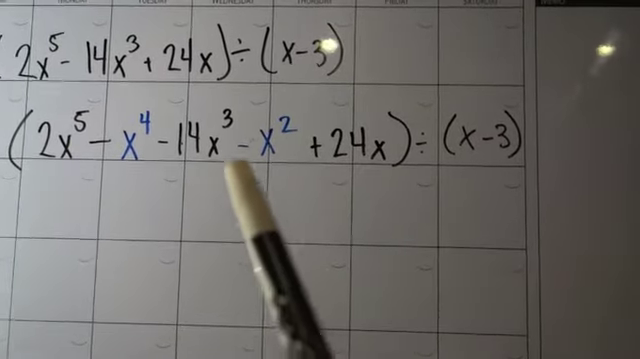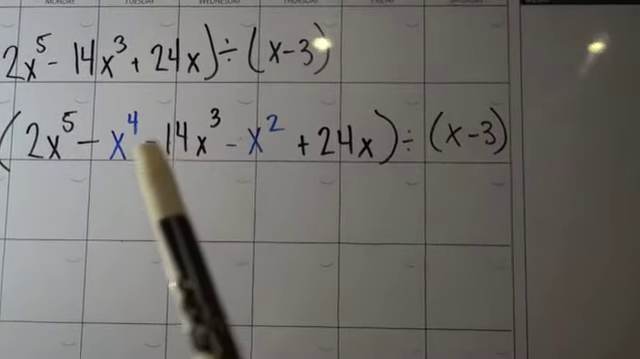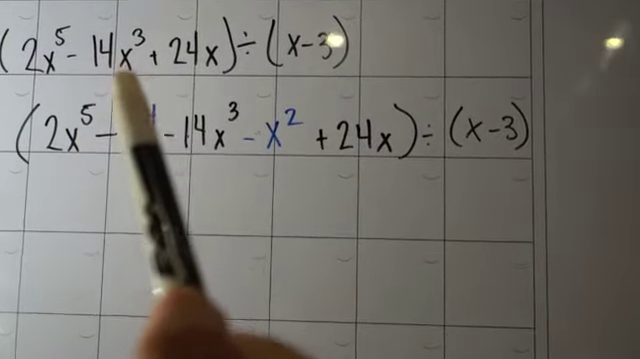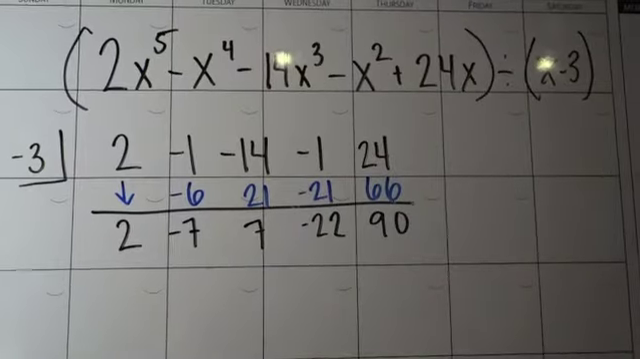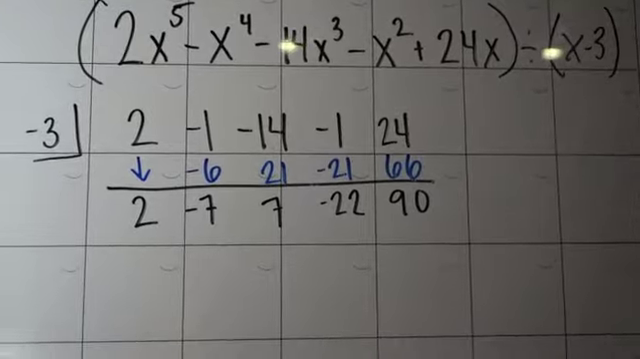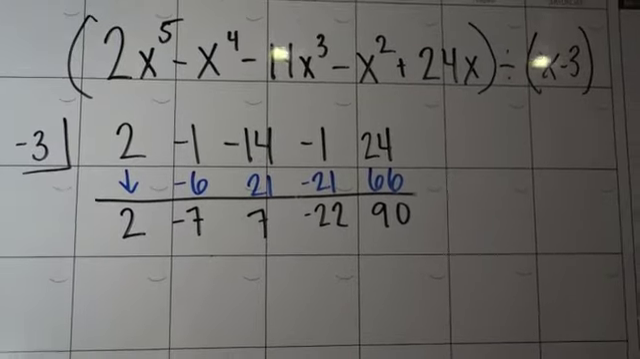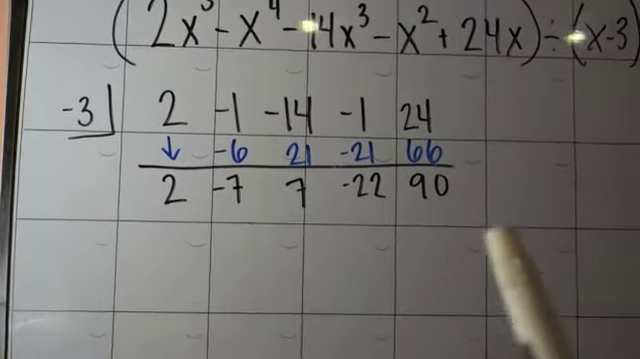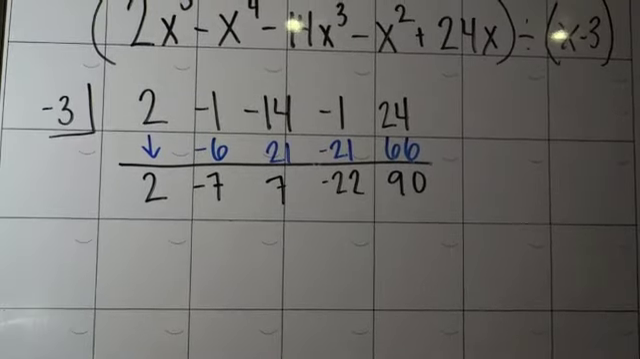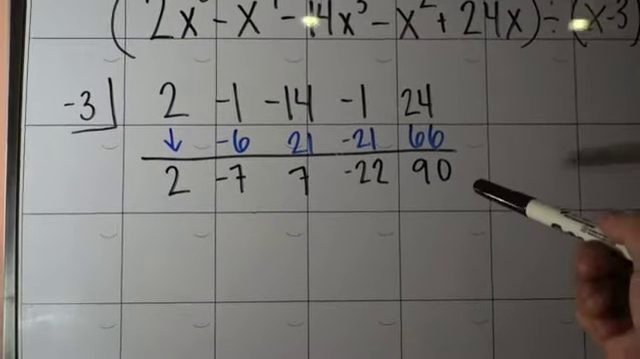And then again, you can't just jump from 14x to the 3rd all the way to 24x. Now we continue with the rest of the problem. As you can see, I went ahead and filled in the rest, and our solution was 90.